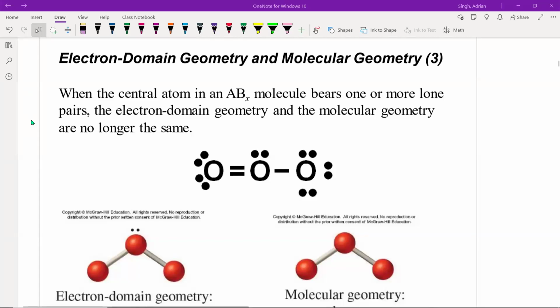Okay, now that we have a little basis for what the VSEPR model is and the general shapes that both the electron domain geometry and the molecular geometry can adopt, let's now see the relationship between those. So when your central atom in a Lewis structure or whatever structure you draw has one or more lone pairs, right? So this is critical now. When we have lone pairs on the central atom, the electron domain geometry and the molecular geometry are not going to be the same.